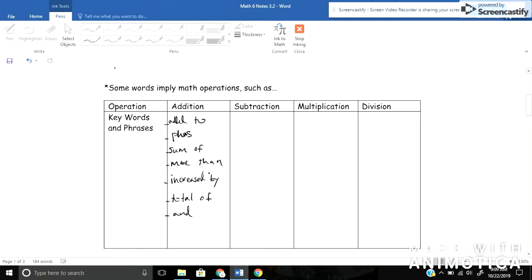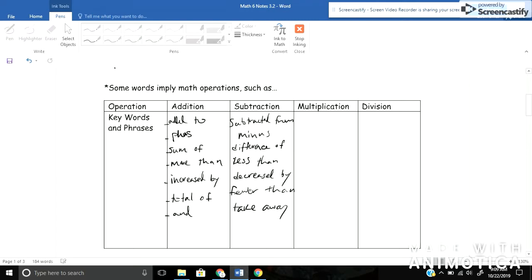There's also quite a few for subtracting. We could use subtracted from, minus is a very common one, difference of, less than, decreased by, fewer than, and lastly, take away. Whew, quite a few different keywords for subtraction as well.